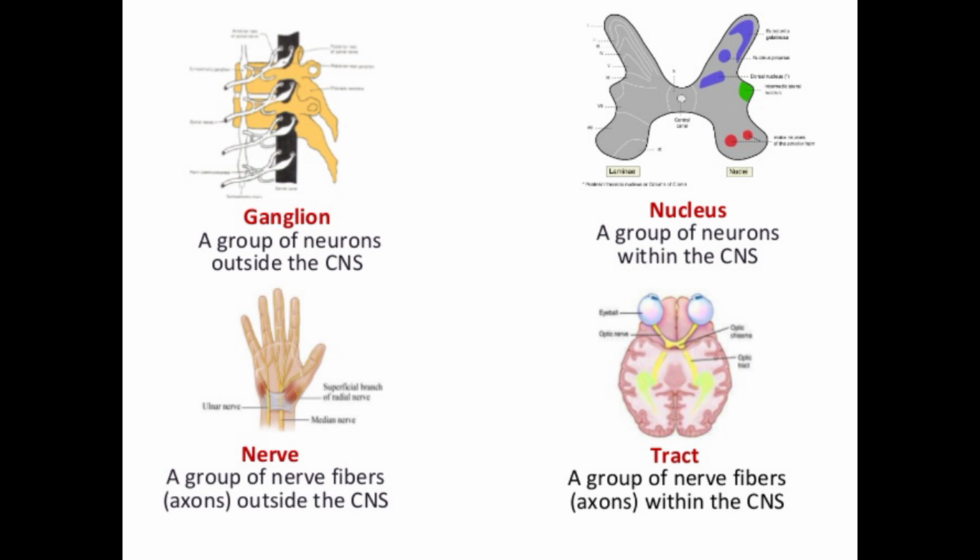Next, axon. A group of nerve axons outside the CNS, they call it a nerve. Like you have heard about ulnar nerve, radial nerve, median nerve. They are all the nerve fibers you are seeing outside the CNS. A group of nerve fiber axons within the CNS, we call it tracts. So remember how the word nerve is different, tract is different. So these are the terms given. What do you mean by ganglion, nucleus, nerve and tract?